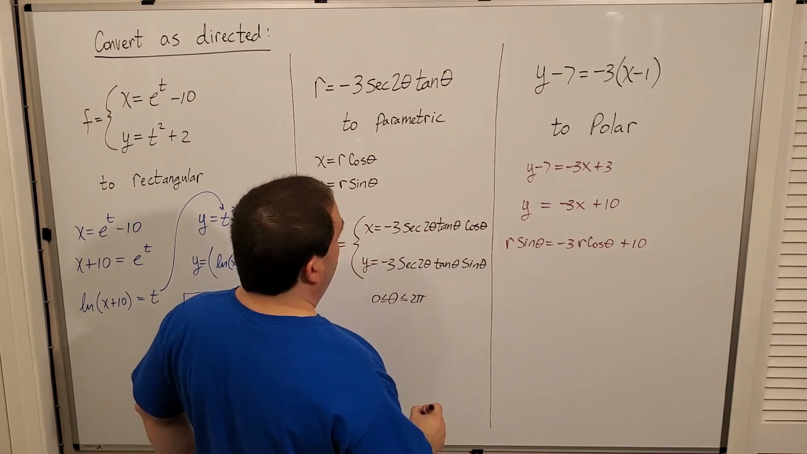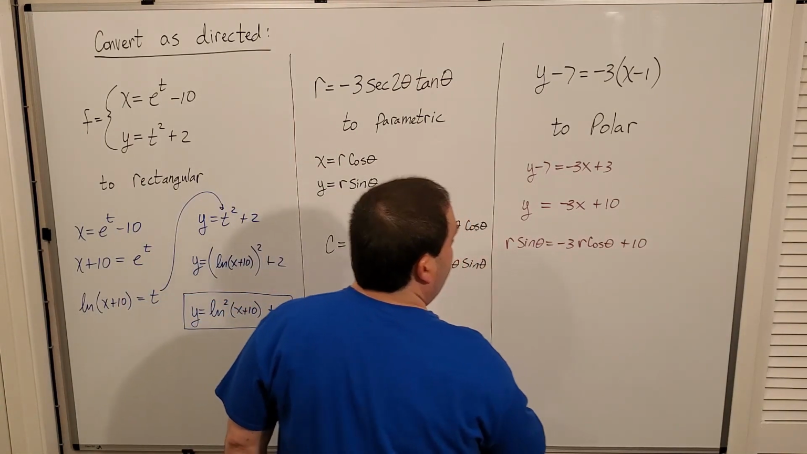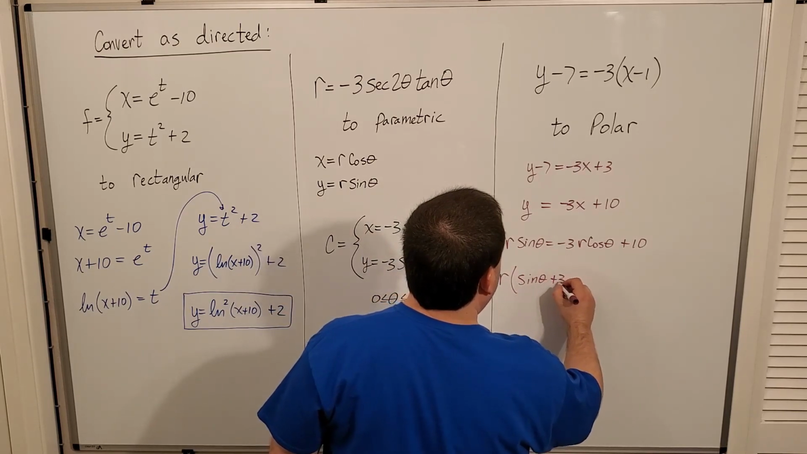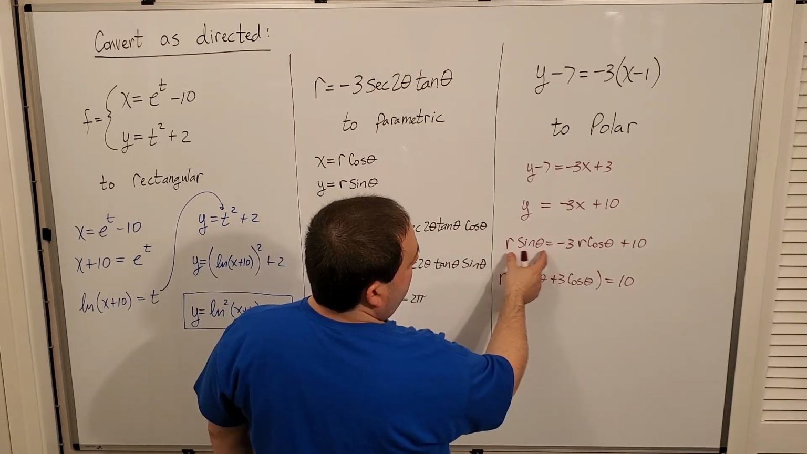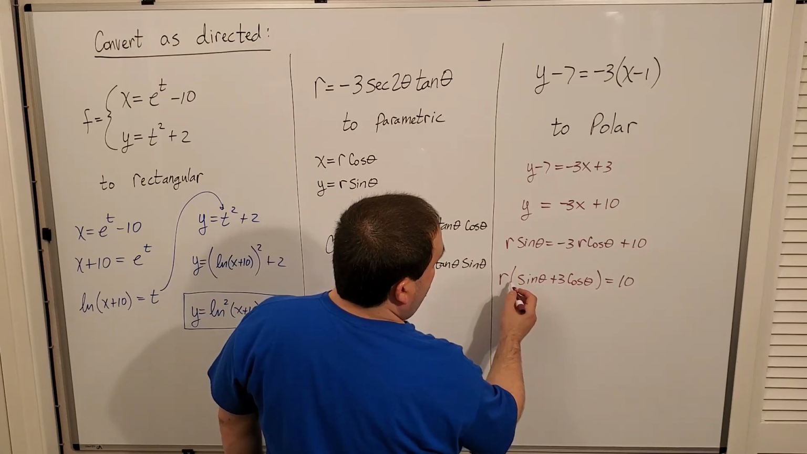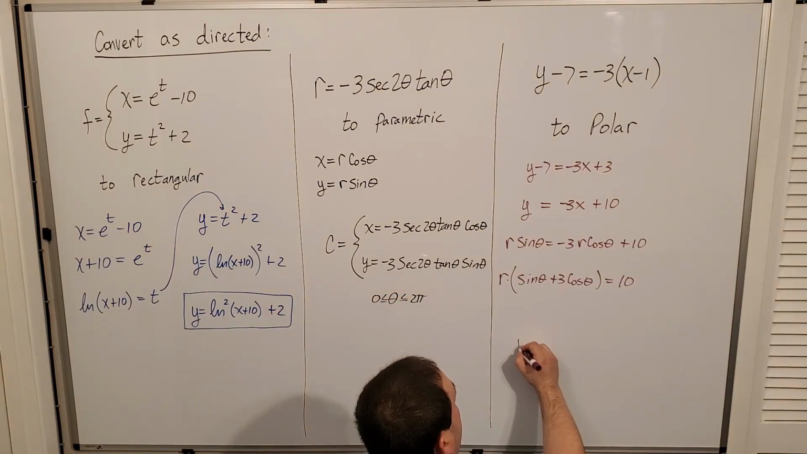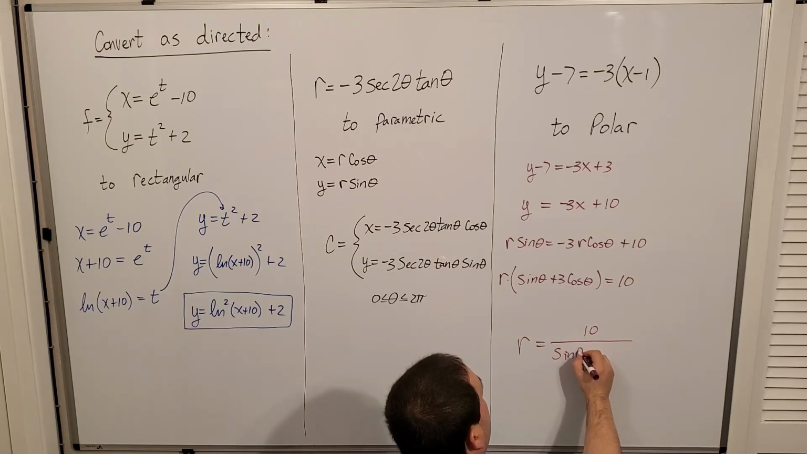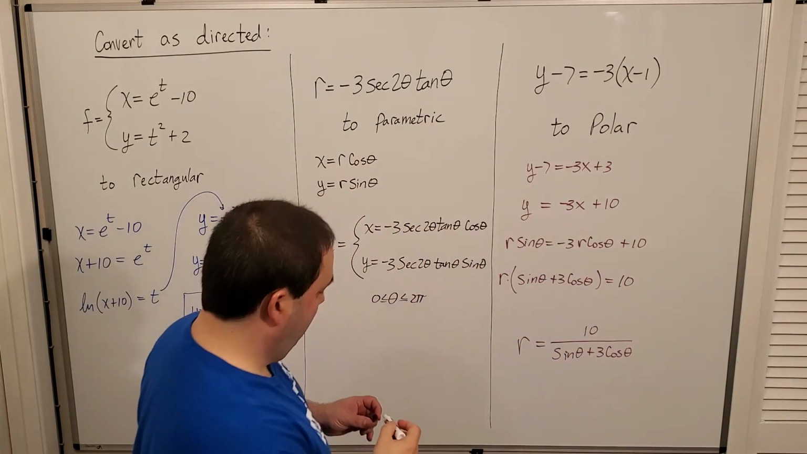And remember, the goal in polar is to have r isolated. So I'll pull this guy over and factor the r out. I'm going to have r times sine theta plus 3 cosine theta is equal to 10. All I did was add the 3r cosine theta, and then since they both had r, I factored it out. Now this whole chunk is multiplied times r, so I'm going to divide it from the 10. So then my final form is r is equal to 10 over sine theta plus 3 cosine theta. And that's where I would stop for that one.